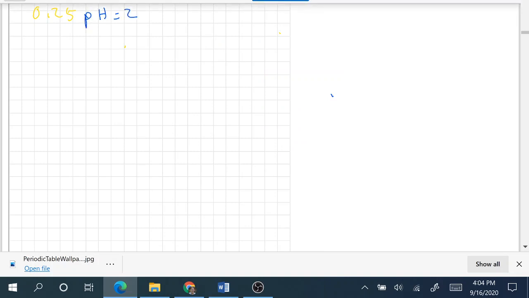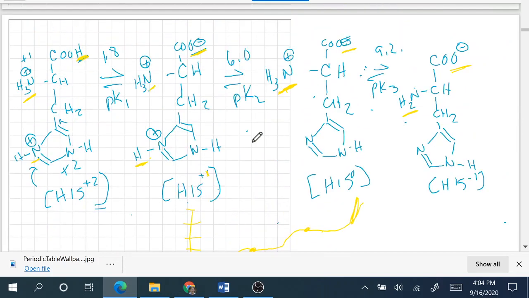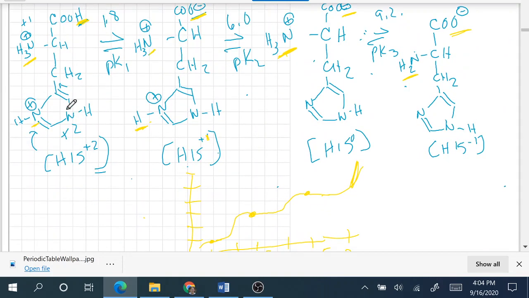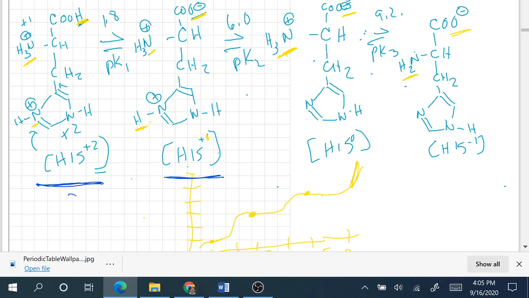Okay, so at pH 2, let's just go back up so I don't have to redraw these structures. At pH 2, we're at low pH, so we're going to have a competition between this one on the left. Let's call these species A, B, C, and D just for ease. So we're going to have a competition between A and B. C and D are going to be negligible.